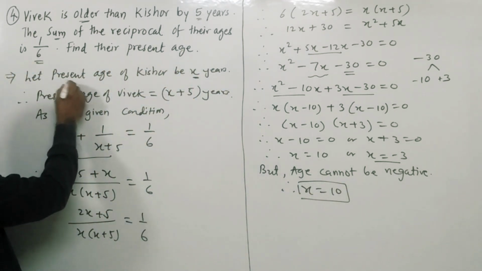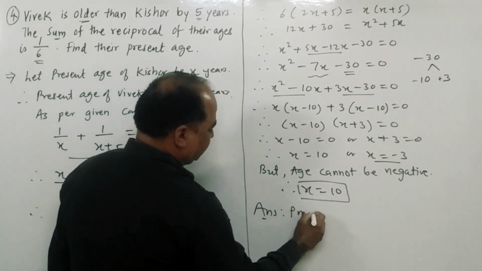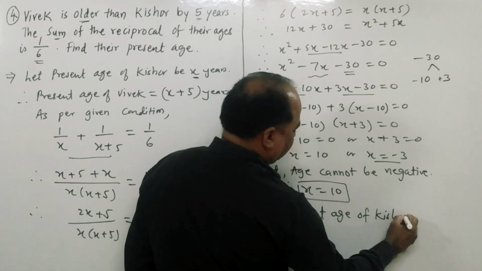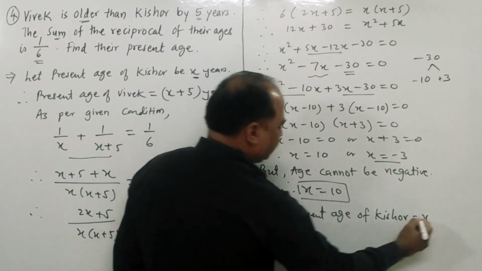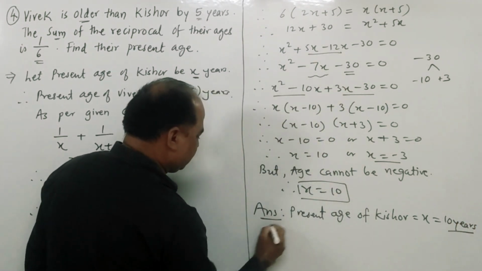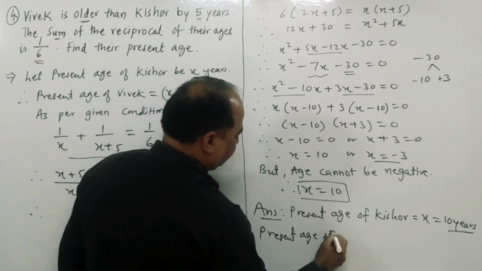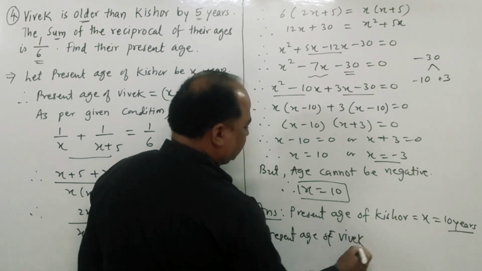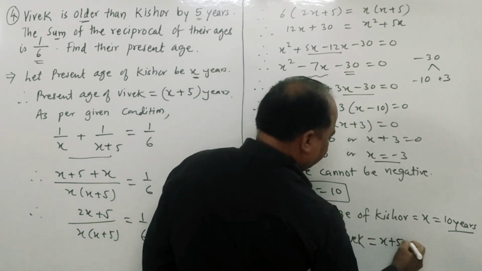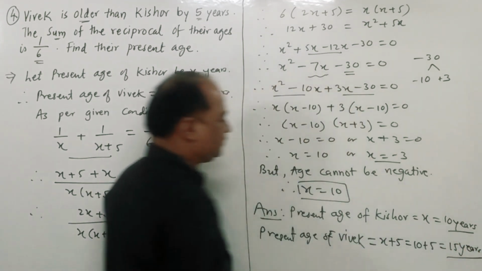That is, the present age of Kishore is x. So, answer, present age of Kishore is equal to x, which is 10 years, and present age of Vivek is equal to x plus 5, which is equal to 10 plus 5, which is equal to 15 years.